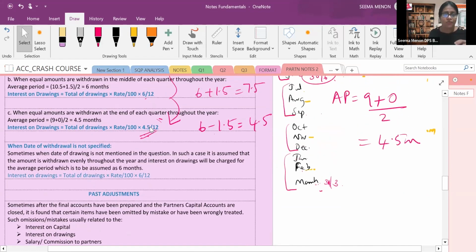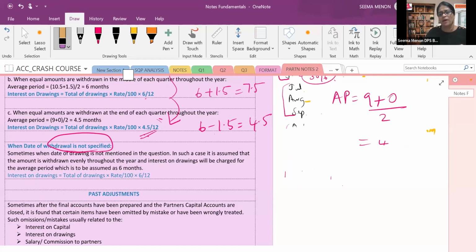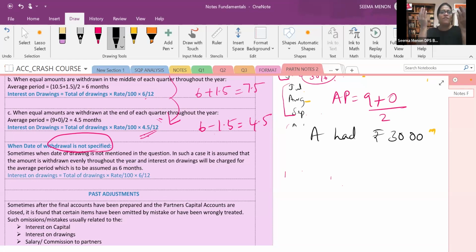Now the last for the day today, when the date of withdrawal is not specified. कभी कभी आपका क्वेश्चन में ऐसा देगा, Mr. A had withdrawn rupees 3,000. डेट इज नॉट मेंशन्ड. कब विड्रॉ कर दिया? बिगिनिंग ऑफ द मंथ, एंड ऑफ द मंथ, या बिगिनिंग ऑफ द क्वार्टर, एंड ऑफ द क्वार्टर, कुछ भी मेंशन नहीं किया है.